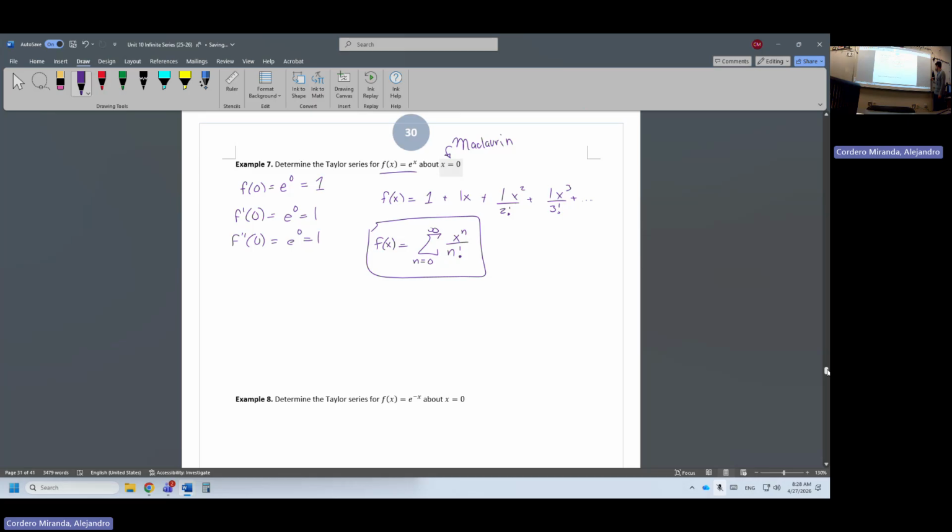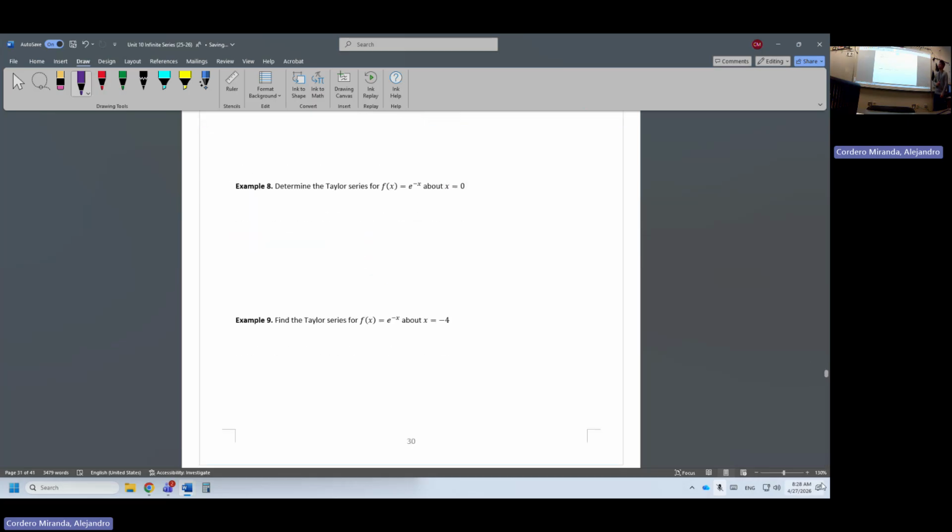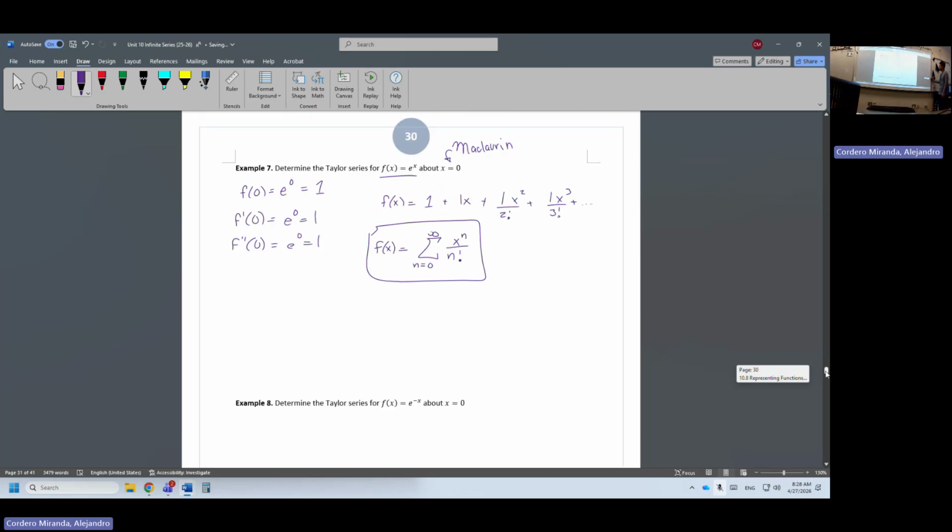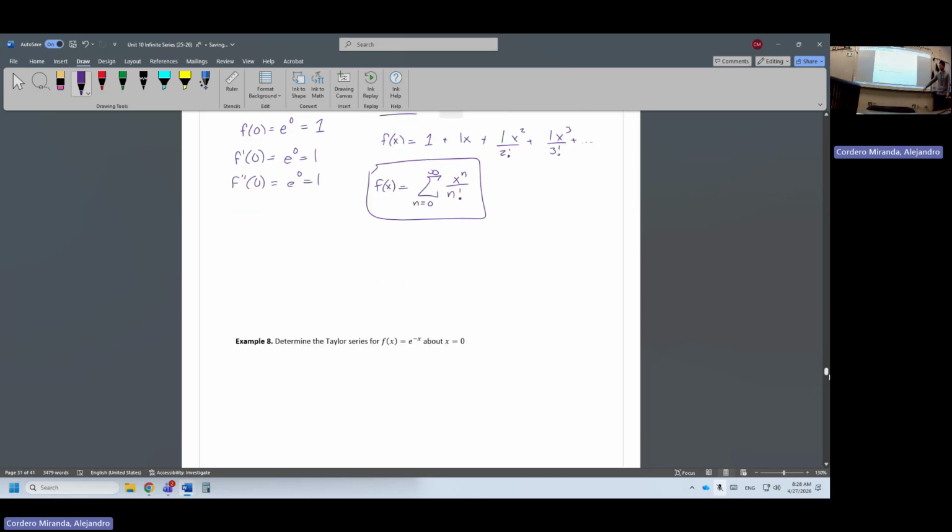Okay, so that's e to the x. E to the negative x, I mean, one option you have is take f of 0, f prime of 0, f double prime of 0, etc. Or the other option you have is do no work at all. Do you see how I can get the Taylor series for this, just without doing any work? Or maybe using the work that I already used.